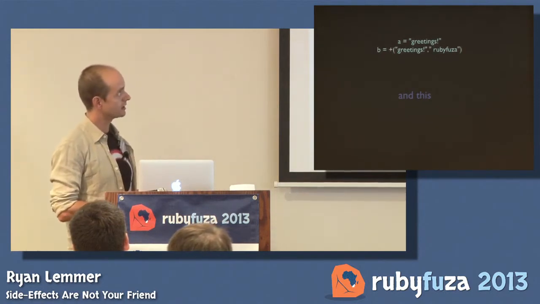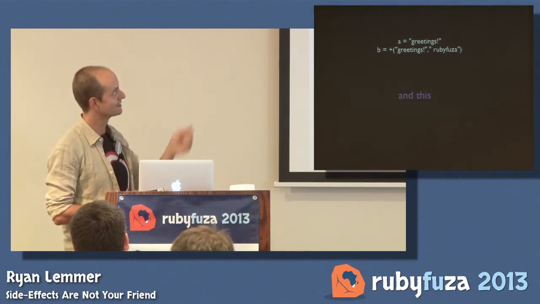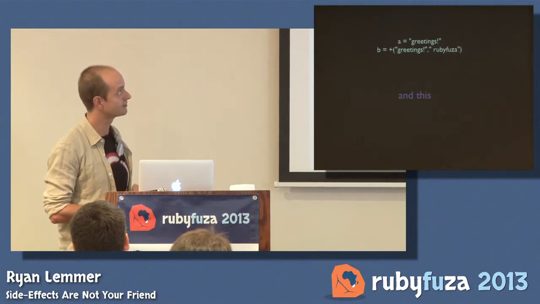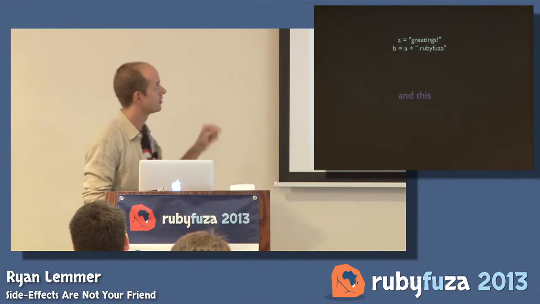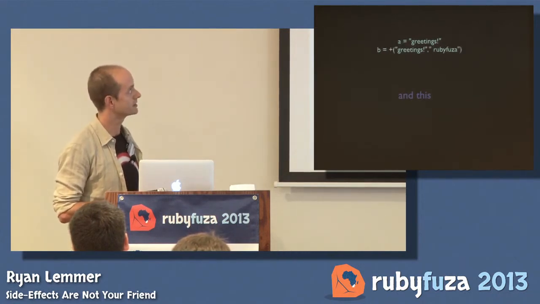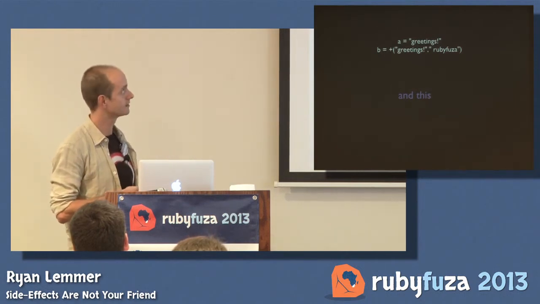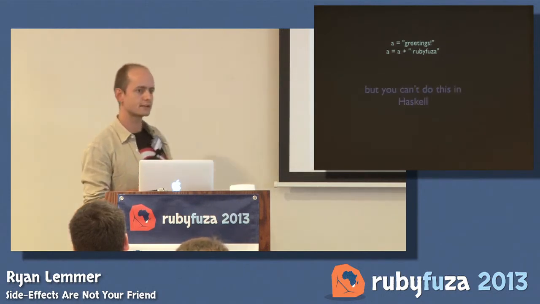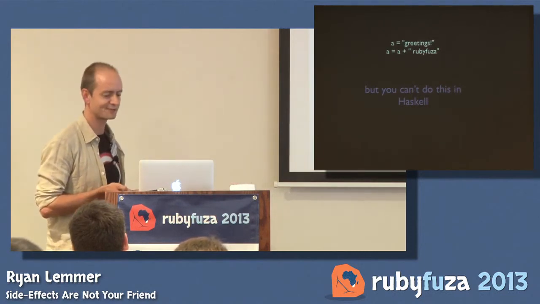What I just showed you is really just this: B being A plus Rubyfuza. The compiler can look at that and say A is a value that we know of, and we can just replace it. And so B is a function applied to two strings, and the compiler can sort that out. So curiously, you can't do this in Haskell. That's where you leave the building of pure functional programming.